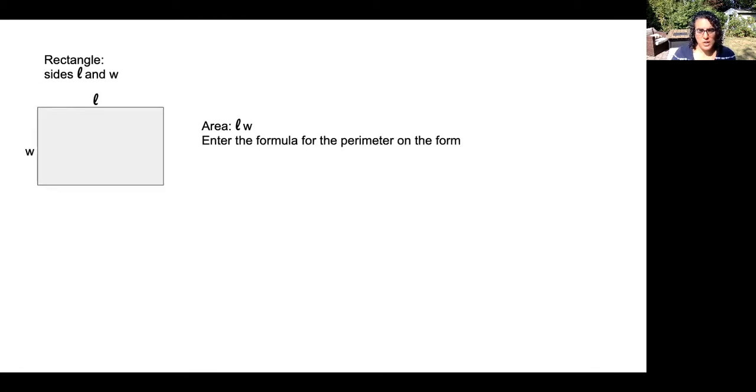Now let's talk about the rectangle. A rectangle has 2 different side lengths, a side length L for length and W for width. It doesn't matter which one is L and W. Those are just a pair of names that are useful. And so its area is L times W. And I want you to think for a moment and enter the formula for the perimeter of this on the form, looking at the shape. As you look at this shape, you'll see that it has 2 sides of length L and 2 sides of length W. So its perimeter would be 2L plus 2W.